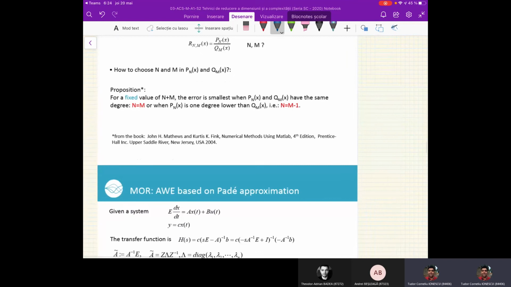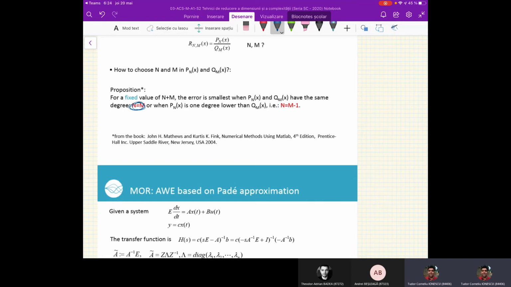And there is a result here, given in this proposition. For a fixed value of n plus m, the error is the smallest when Pn and Qm have the same degree. So essentially, you'd like to have degree n equal to m, which is not very nice, because then you might have zeros at infinity. And you do not like that, because maybe your original system did not exhibit such property. So you cannot add properties that your original system did not have. Well, maybe this is the least of your troubles in this case. Or you can have a remedy about that.